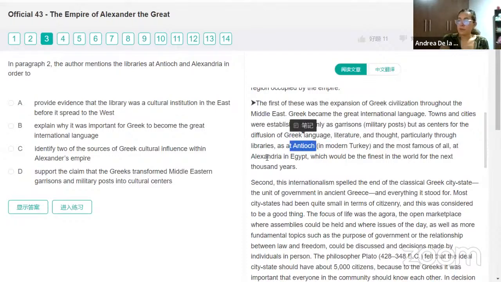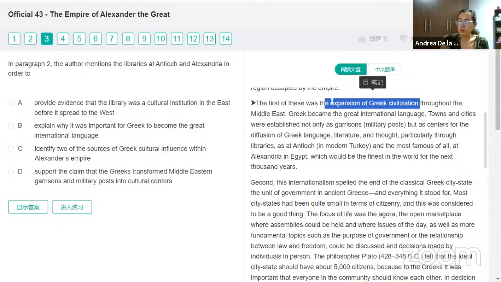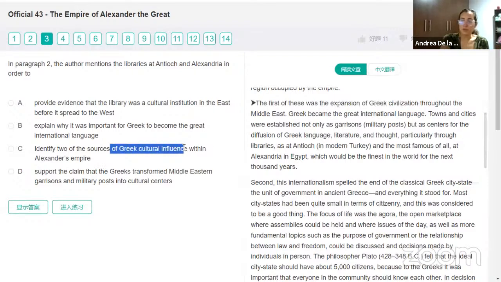¿Por qué menciona estas bibliotecas? Pues, como tú dijiste, tiene que siempre estar relacionado con la expansión, con la enseñanza de su cultura y de su civilización. Entonces, identify two of the sources of Greek culture and influence within Alexander's Empire. Entonces, fue la expansión de su cultura, ¿no? La influencia de la cultura griega en todo el mundo. Y estos eran solamente dos formas en las que se expandió. Identify. Los otros no tienen relación con la idea principal, ¿no?